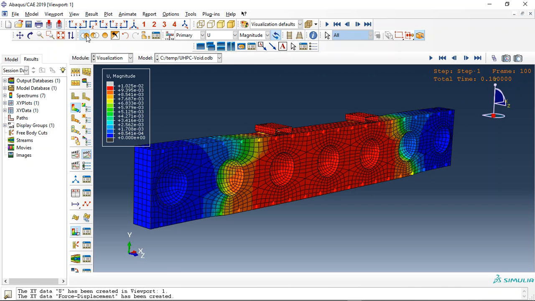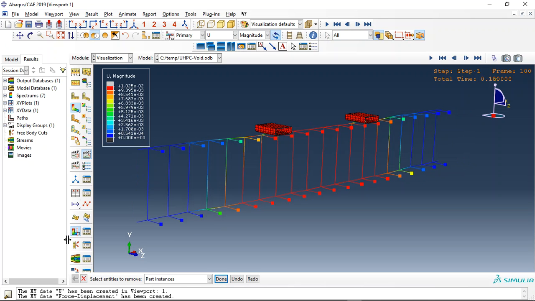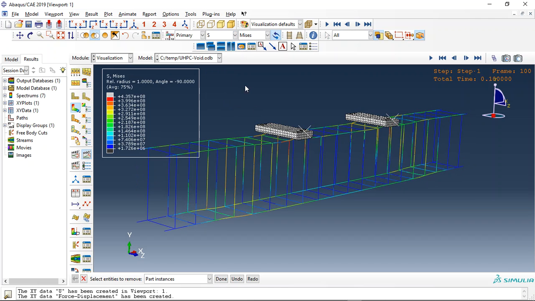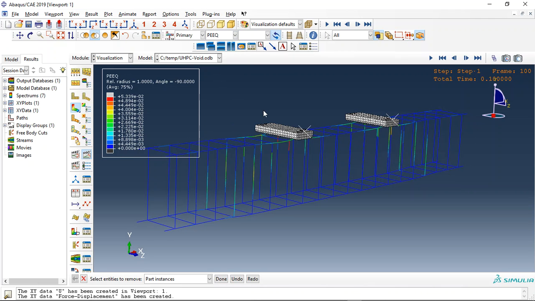So replace all. Now remove the concrete, just the steel bar. See the steel bar displacement, the stress, and the plastic strain.